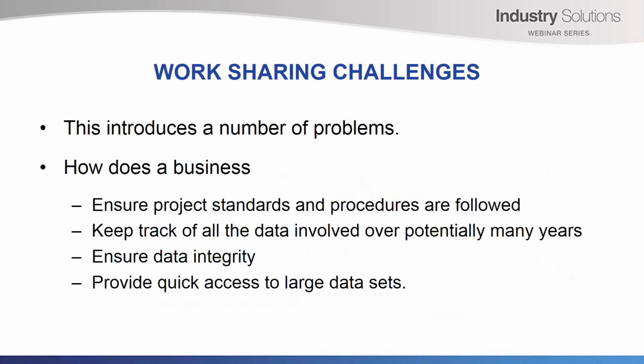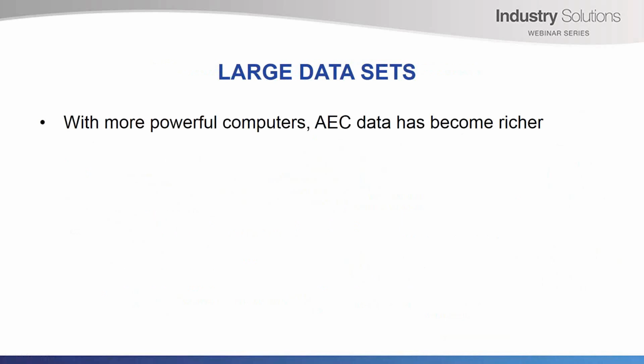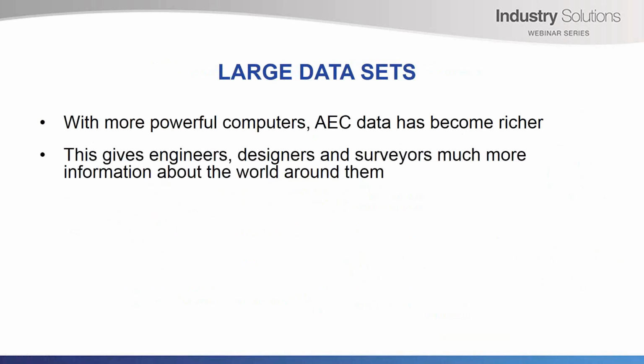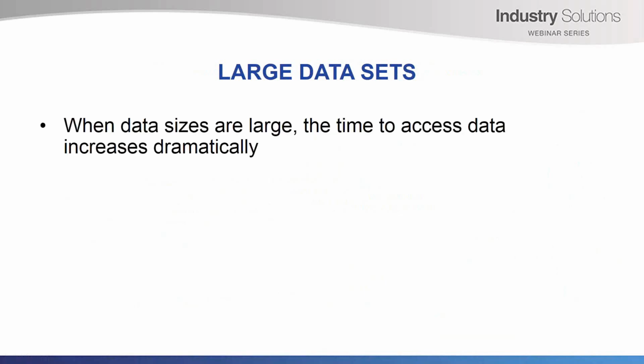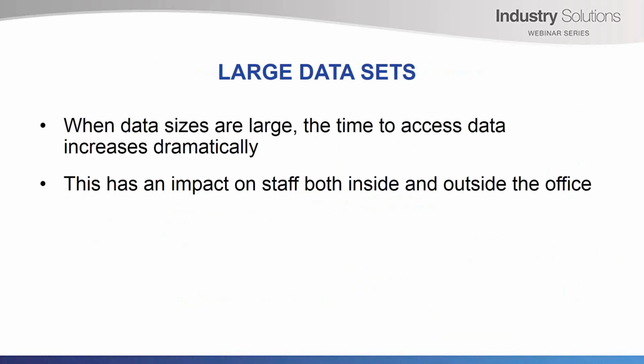And on top of all of this, how do we make sure that people are able to work share quickly by getting quick access to large data sets? And this is really part of the problem because as computers have become more powerful, the AEC data has become much richer. And that obviously gives engineers, designers and surveyors much more information about the world around them so that they can do their projects with much more detail. And that includes things like BIM, LAS and point clouds, ECWs and rasters and so on. But obviously richer data sets mean much larger data sets. And as the data sizes get bigger, the time to access that data does increase dramatically. And that can have an impact on staff both inside and outside the office.